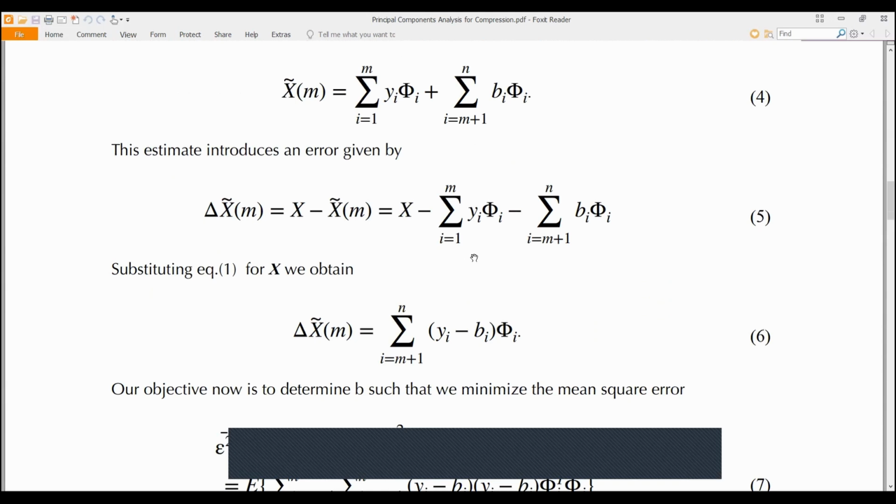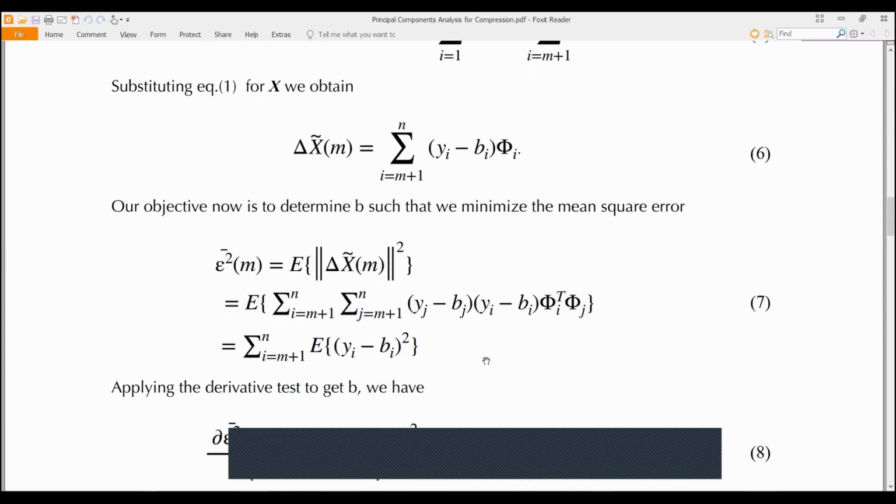So, mawawala yung first m terms, di ba? Kasi yung summation ng x is from 1 to n. Eh, since meron kang term na ganito, matitira na lang is i equals m plus 1 to n. Okay? So, we get delta x tilde is equal to equation 6.